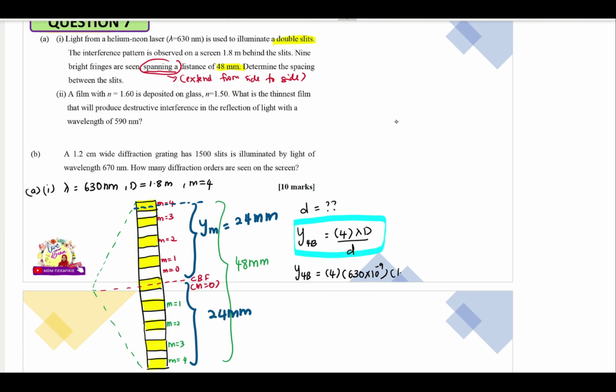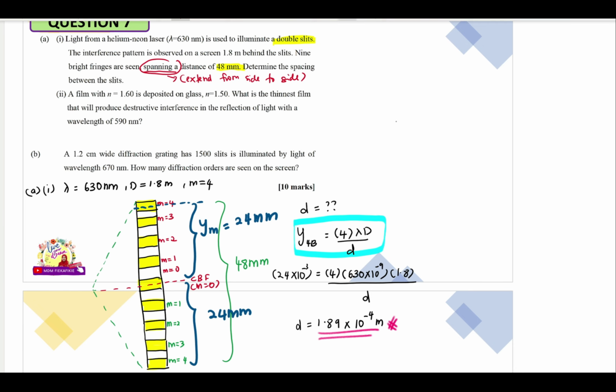Okay, so kita masukkan nilai dia. So D kita tadi 1.8. So D kecil kita berapa? Okay, Y4B ni dah ada kan nilai dia tadi 24mm. So saya akan masukkan teruslah nilai dia 24mm. Therefore D kita akan dapat nilai dia adalah 1.89 exponent negative 4 meter. Okay, so this is the answer for question 7A1. Okay, and then 7A2 is about thin film.